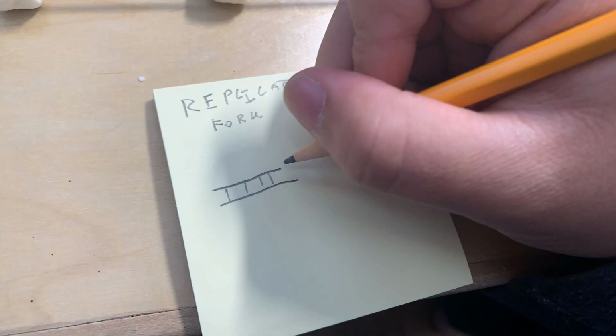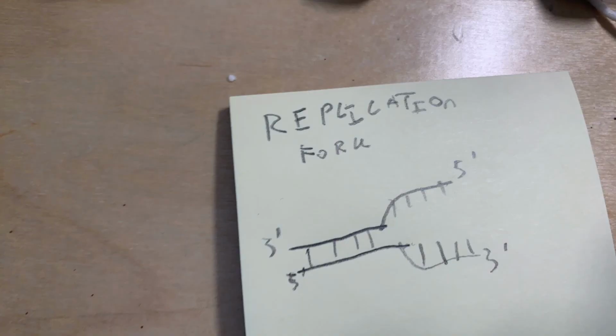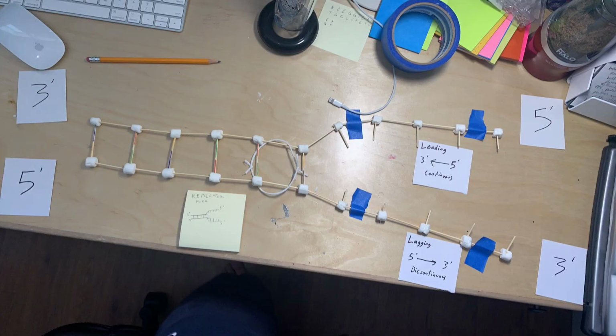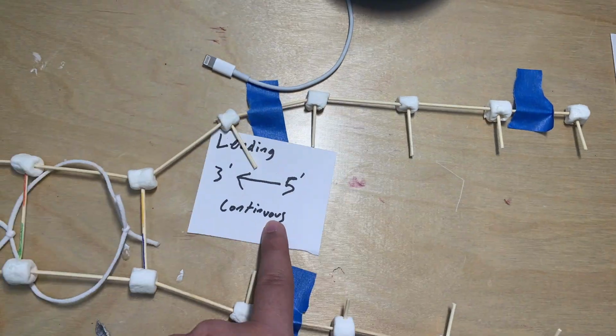The replication fork. The split in the original DNA strand done by helicase, which leads to the formation of the lagging and leading strands.